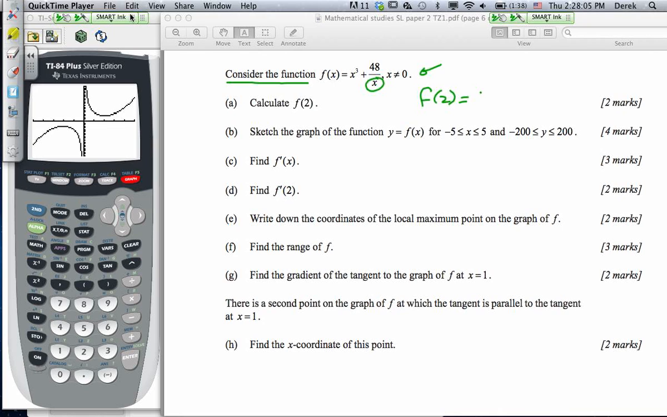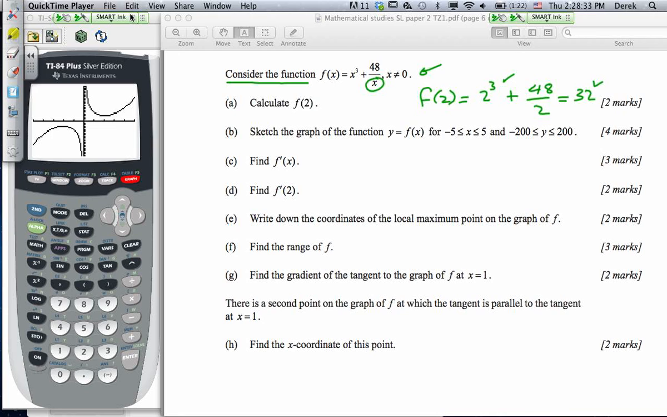Now it's very important that you actually show this working, because this is required to get the 1 mark. So you put that in, and then you're going to solve. You can use your calculator obviously if you want to. 2 to the 3 is 8. 48 divided by 2 is 24. 8 plus 24 is 32. So that's 2 marks. So 1 mark is for putting it into the equation, and 1 mark is for getting the answer.